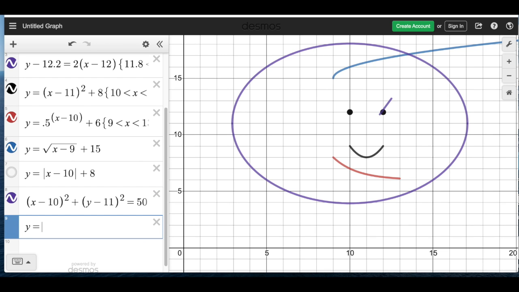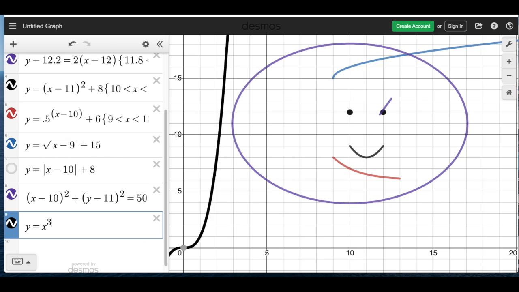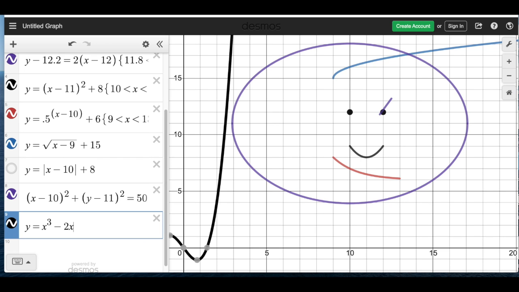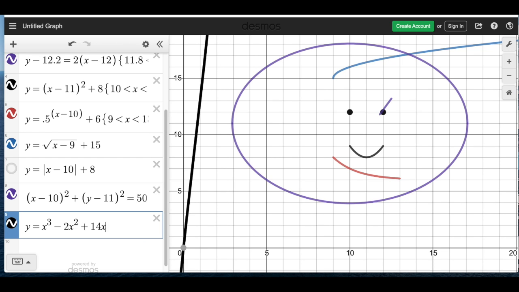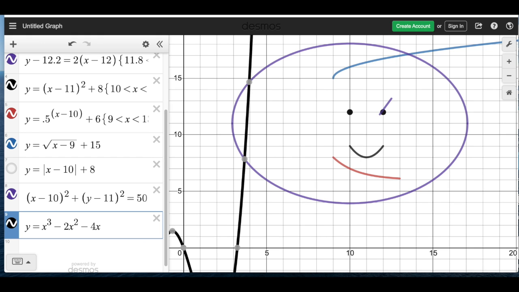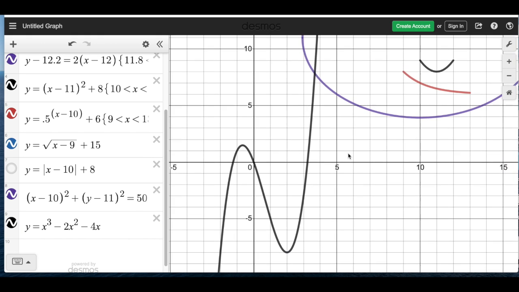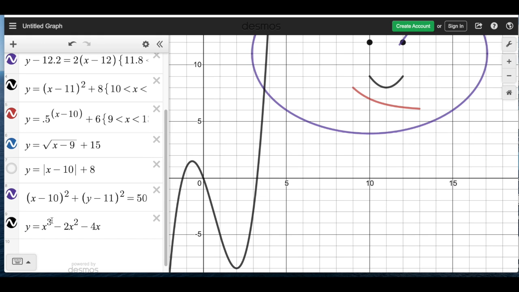Some other things you could do are just make a polynomial, but with bigger exponents than 2. So you could put x to the third minus 2x squared plus 14x. I mean, you can do anything. And you'll get some really funky curvature there, and you could make this even bigger. You can make it x to the fifth and whatever exponents you want.